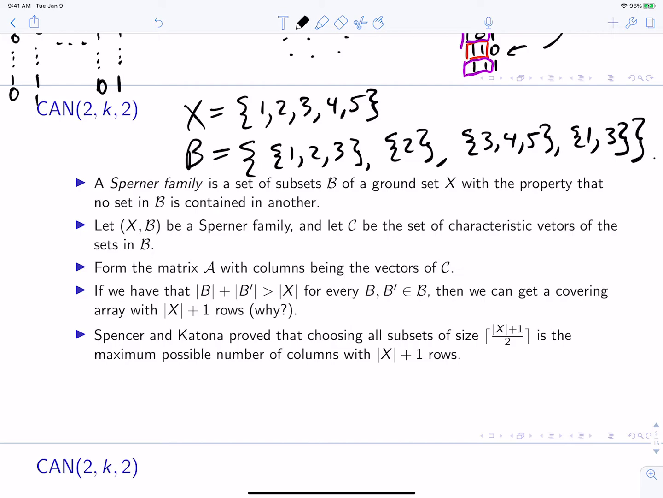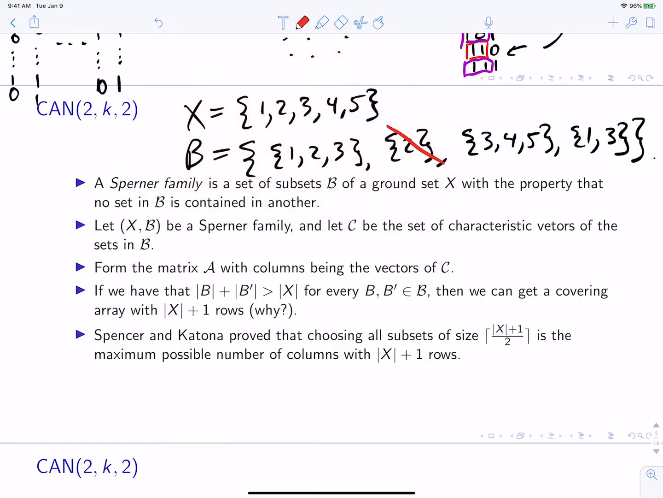Okay. So what we're doing here is we have a ground set, and we just pick a bunch of subsets of it. And if it's a Sperner family, then there's no set that we have that's contained in another. So for this B set right here, is there a set that's contained in another one? Yeah, the 2 set is inside the 1, 2, 3 set. It's a subset of it. So this is not a Sperner family.